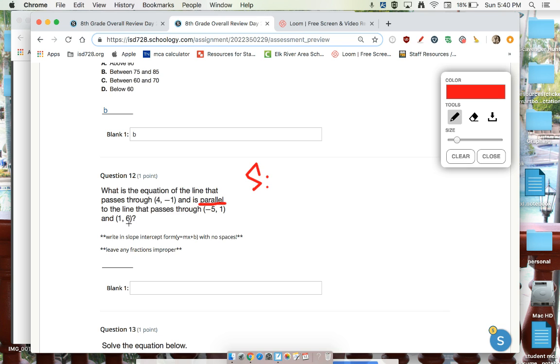My second y is 6, take away my first y, which is 1, over my second x, which is 1, take away my first x, which is negative 5. 6 minus 1 is 5. 1 minus a negative 5 is a plus. So 5/6. This is going to get ugly. So good thing you can see how I use my parentheses with my calculator.